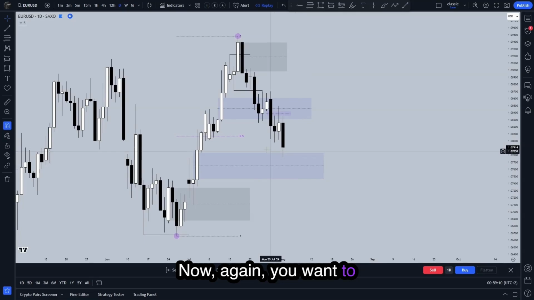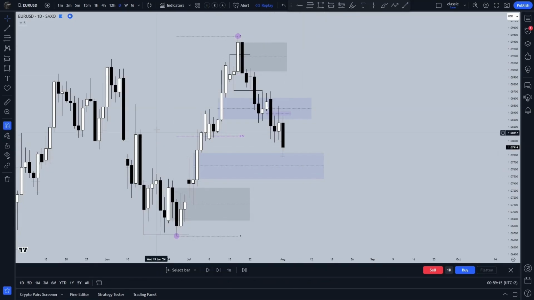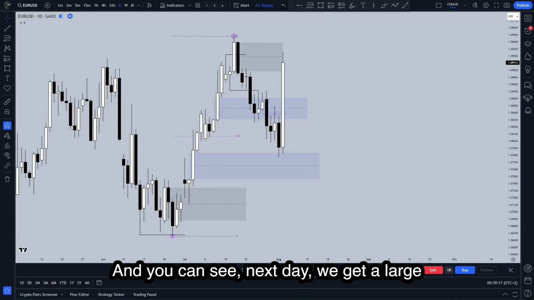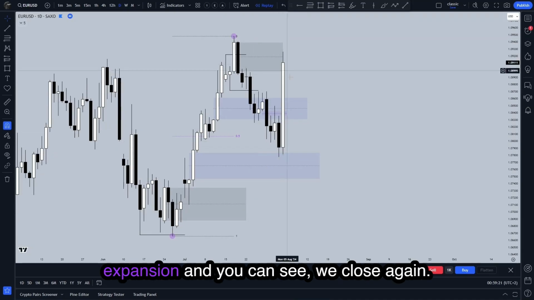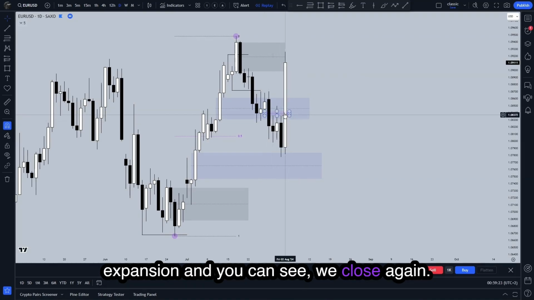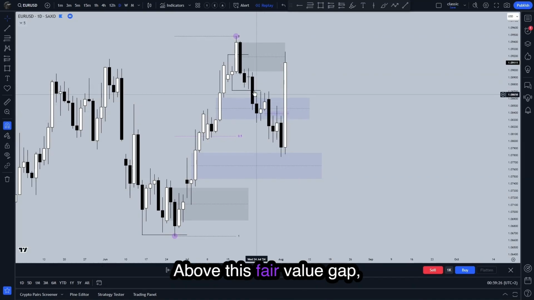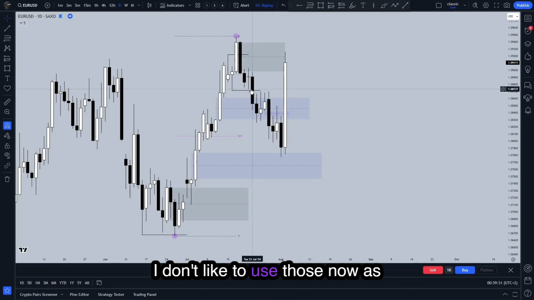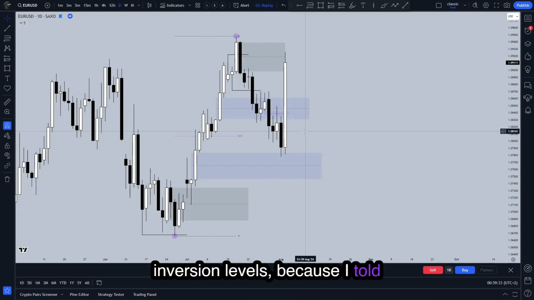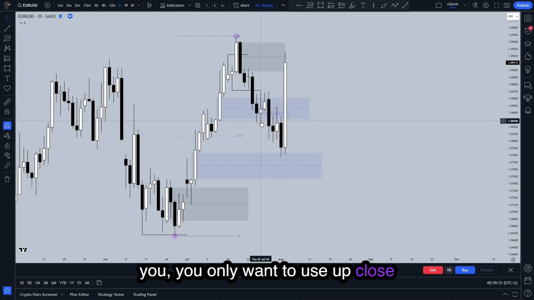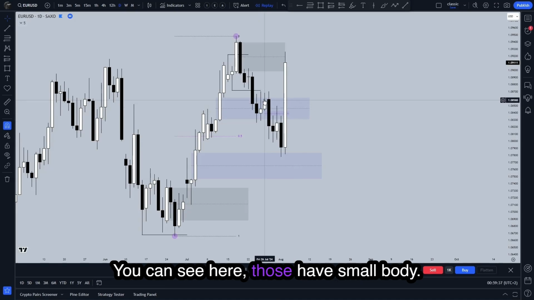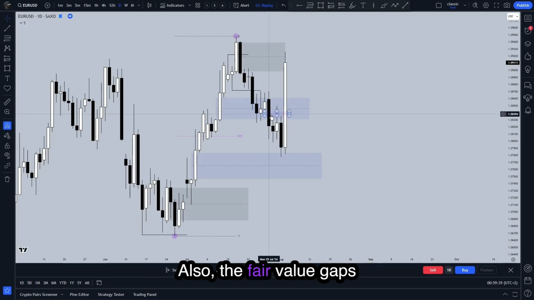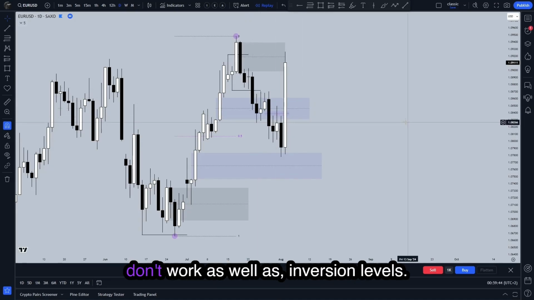Now again, we'll see, okay, how is price reacting to that fair value gap? And you can see next day we get a large expansion. And you can see we close again above this fair value gap. I don't like to use those now as inversion levels because I told you you only want to use an up-close candle with a thick body. You can see here those have a small body. Also, such small fair value gaps don't work as well as inversion levels.